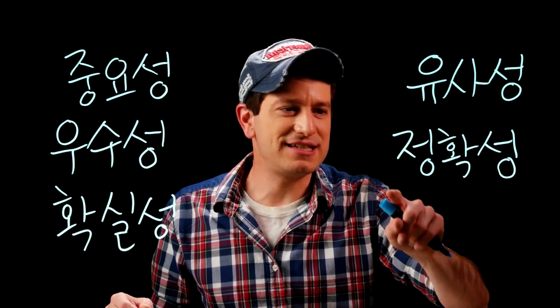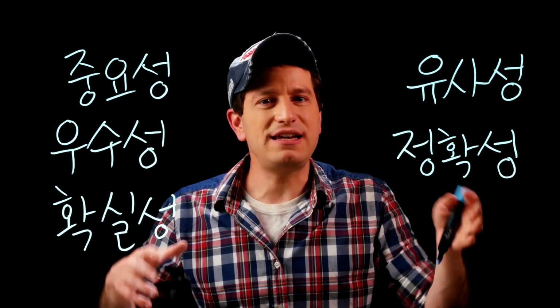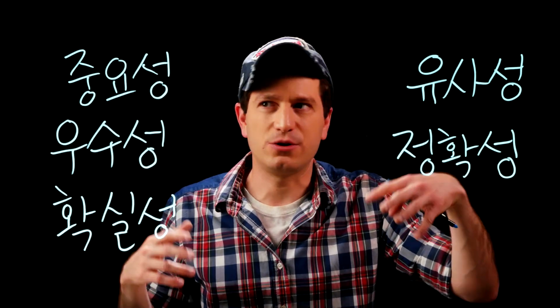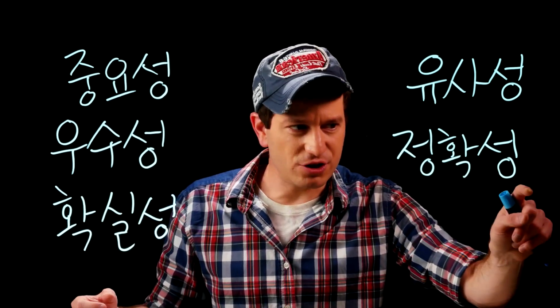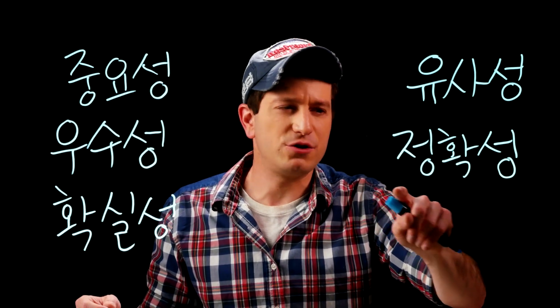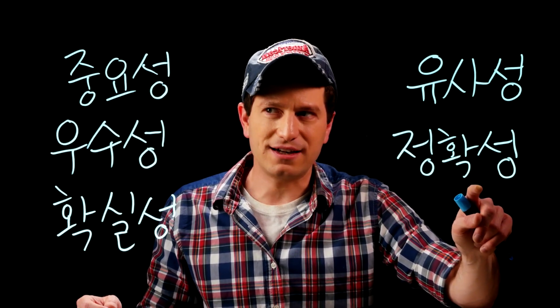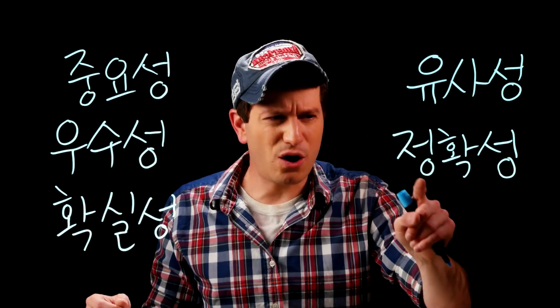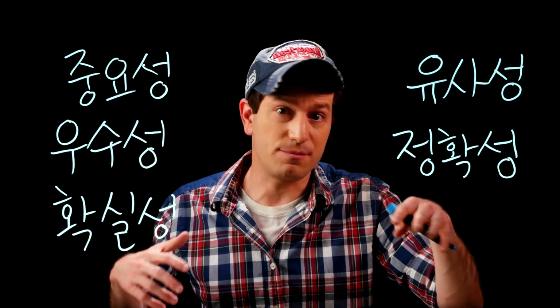And last but not least, 정확성. This would be correct or accurate. So 정확하다, to be correct or accurate, and it's the nature of or property of something being correct or accurate. You would call that accuracy or maybe precision. So it's how accurate or how correct something is.